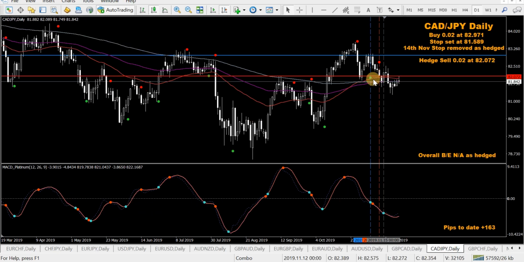CAD Yen, we're in a couple of trades here. I've hedged here. I'm in a sequence. Took a buy. I like this trade up here. It's not too bad. It gives you a few pips sometimes. Took a buy, went against me pretty well straight away. Took a sell hedge, and that dropped down.